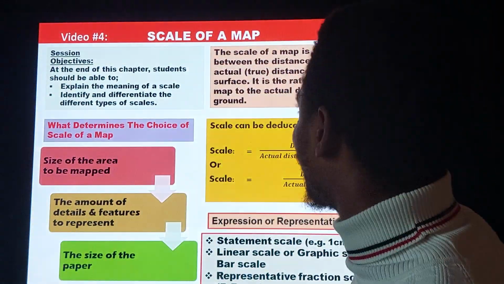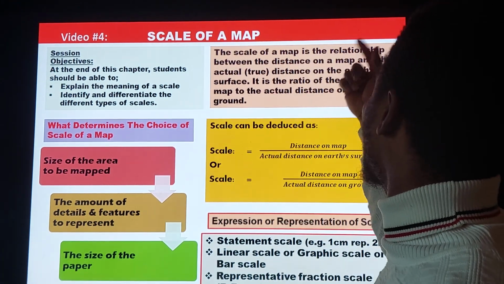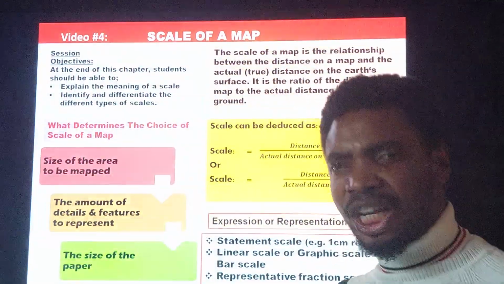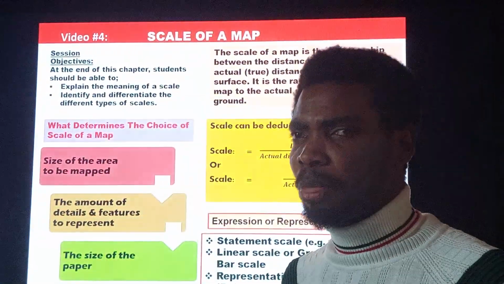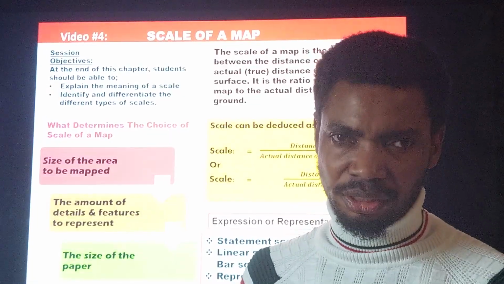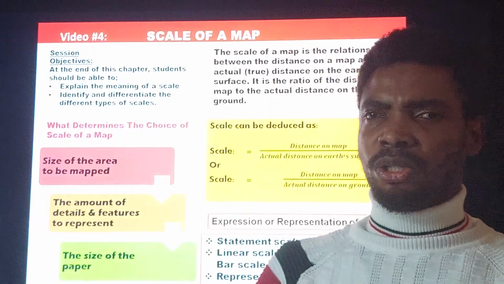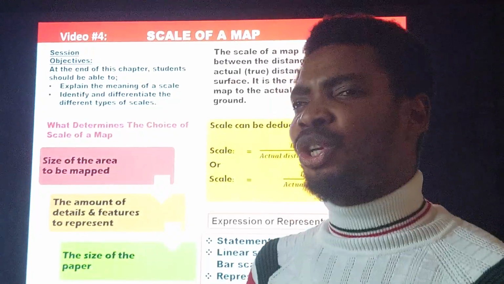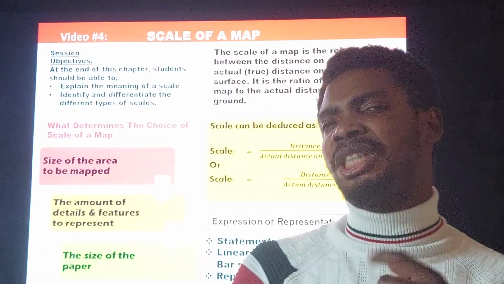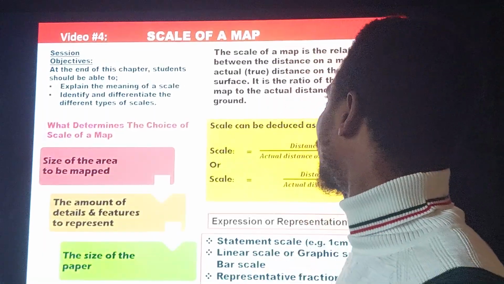Okay, now let me start from my right here. What is a scale? The scale of a map is the relationship between the distance on a map and the actual ground distance. You know, the distance on the ground is in kilometers, but you can't put kilometers on the paper. So, scale helps us to understand the relationship between the distance we see on the map and the actual ground distance.